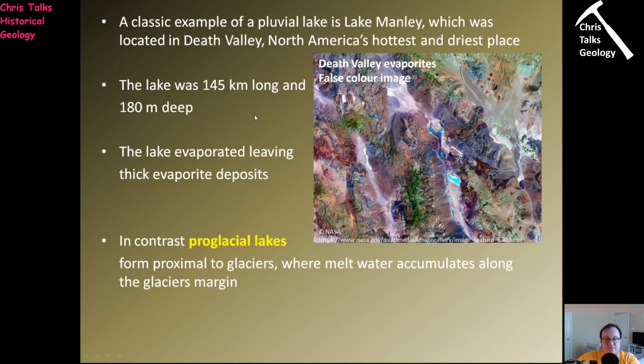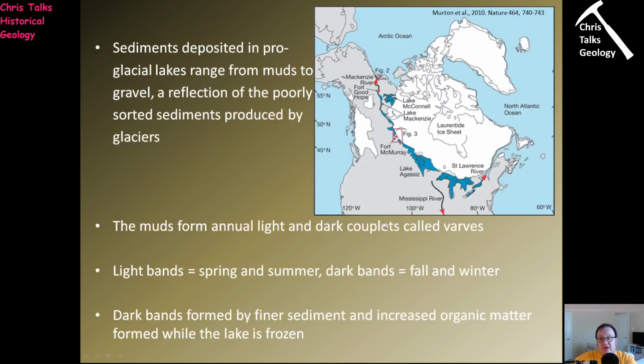Now, in contrast, proglacial lakes are going to form right next to the glacier. Okay, so here we go. So these are the proglacial lakes. Now, typically there will be something about the terrain that will stop the water escaping. It could also be retained by a moraine. If a moraine is good enough, it can retain the water behind it, so forming a lake.